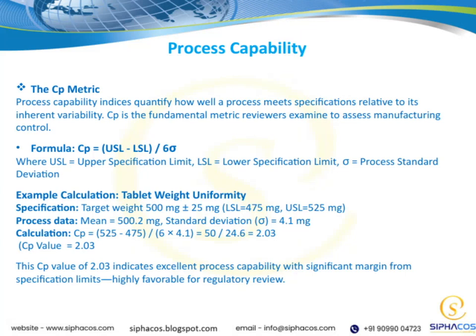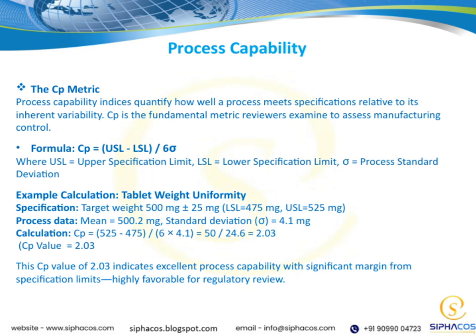Let's dive into the CP metric. Process capability indices are crucial because they tell us how well a process is performing relative to its specifications, considering its inherent variability. The most fundamental of these is CP, which reviewers often focus on when assessing manufacturing control. The formula for CP is straightforward. It's the difference between the upper and lower specification limits divided by 6 times the process standard deviation.